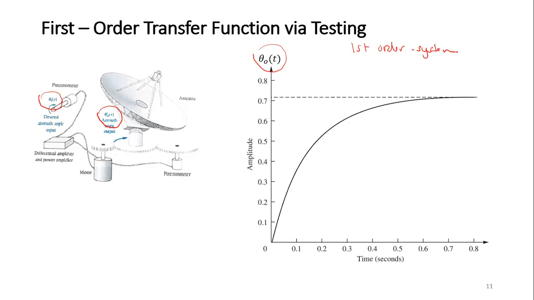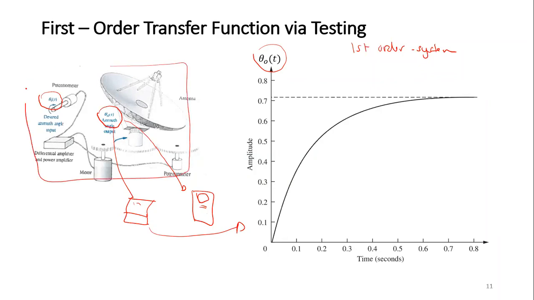Okay, so for example, you use a multimeter to measure the output response, or maybe you use a DAQ card. You connect it to the laptop and it will give an output response like this. So from this output response, actually you can estimate the transfer function for this antenna position control system.